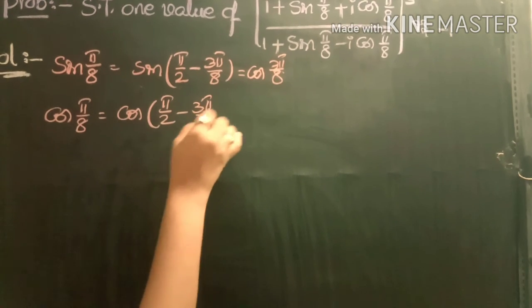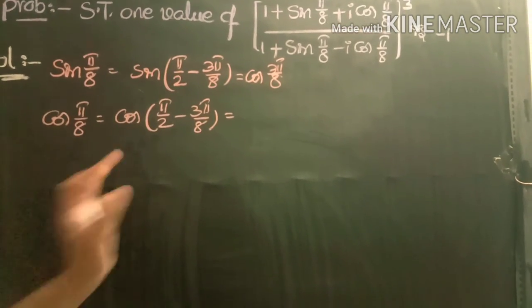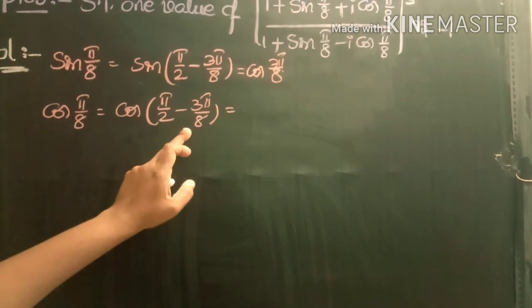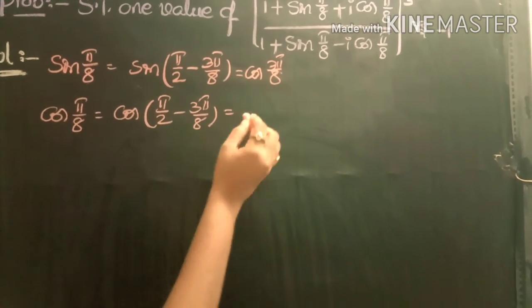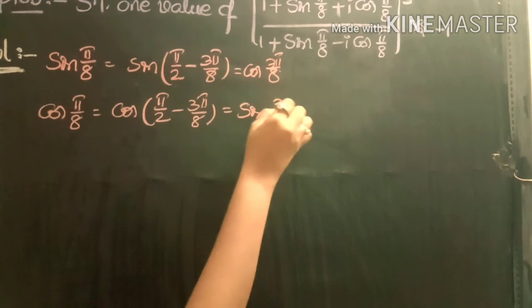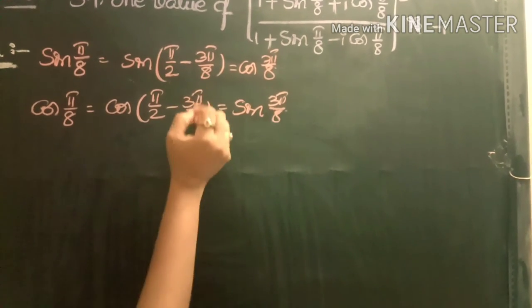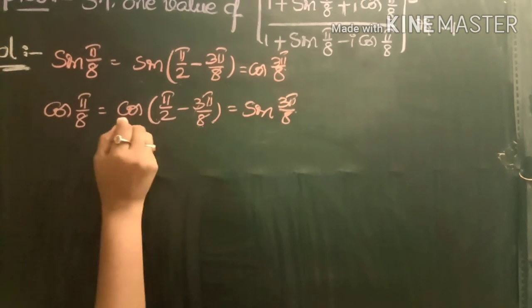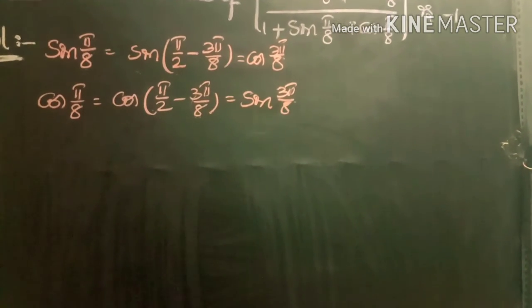So this is cos(π/2 − 3π/8), since π/2 − 3π/8 is nothing but π/8. Again this is in the form of cos(90° − θ), and cos(90° − θ) is equal to sin θ, that is sin 3π/8, with θ equal to 3π/8 here. So cos(90° − θ) is equal to sin θ.